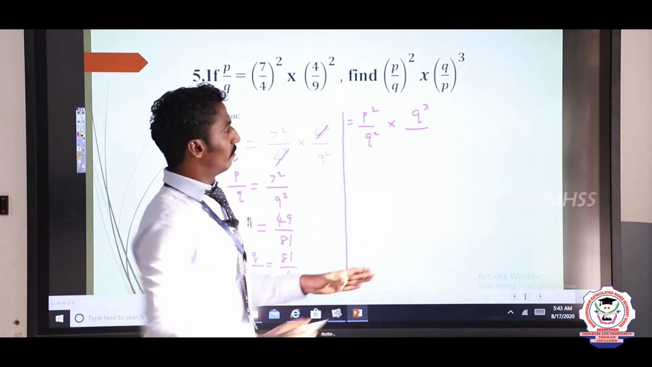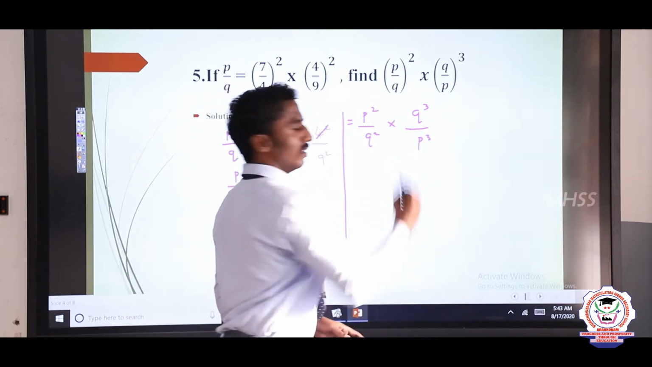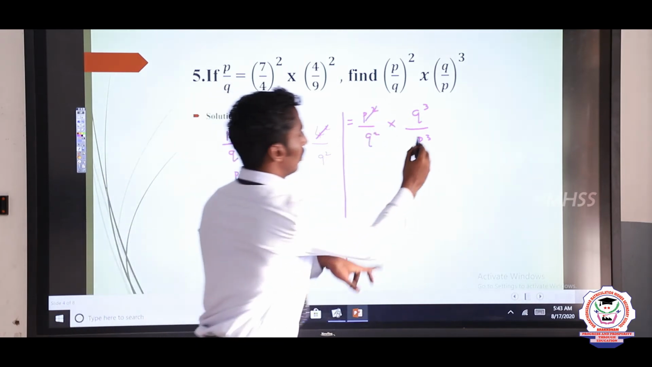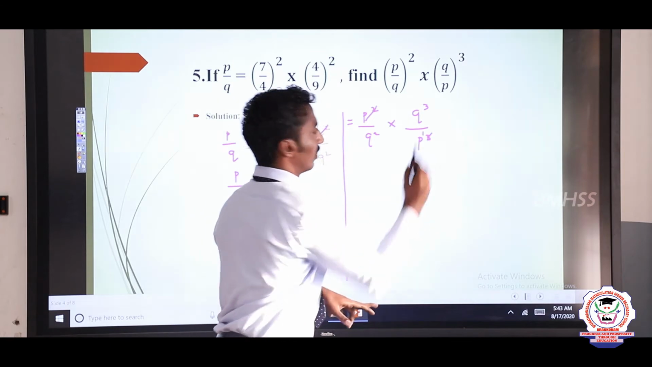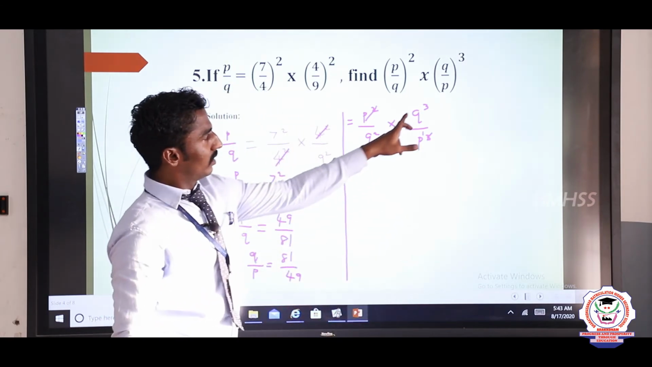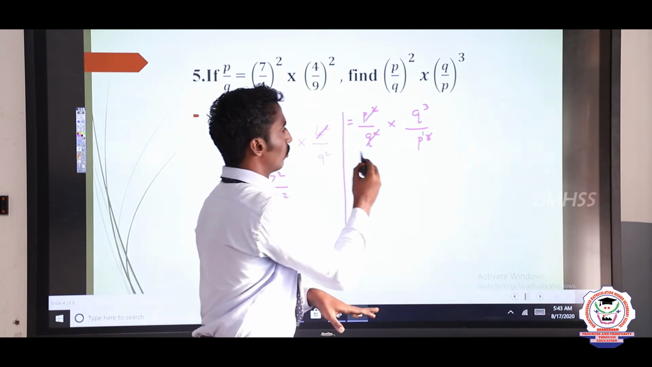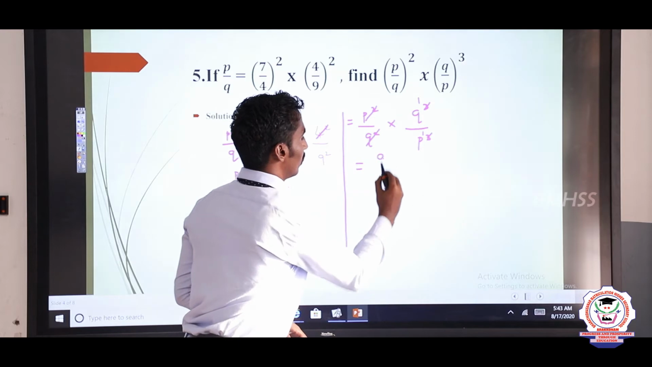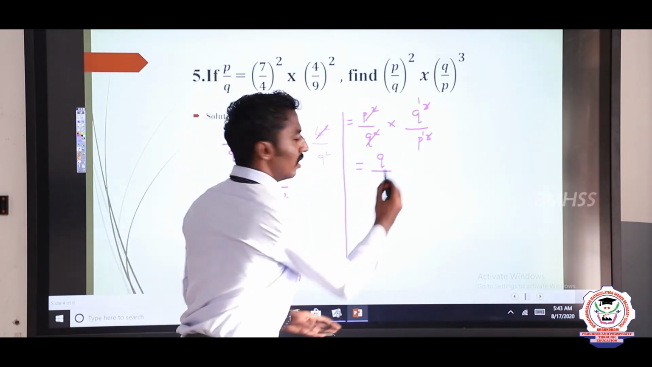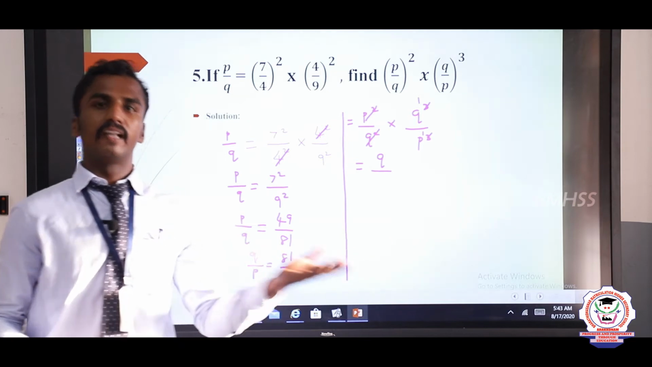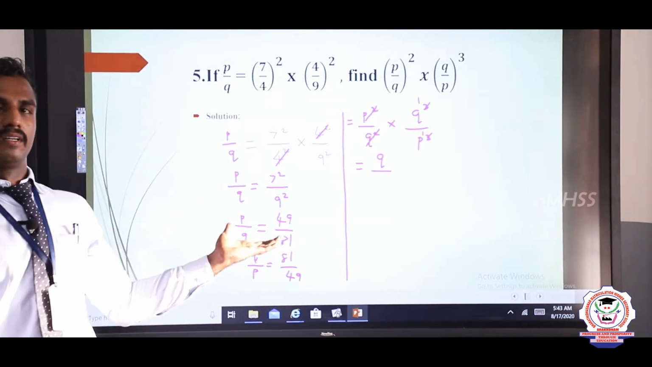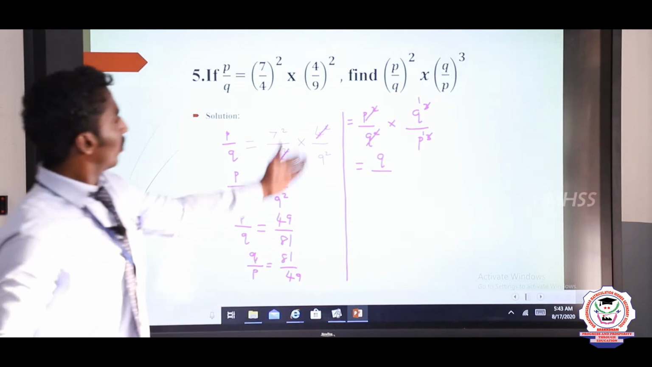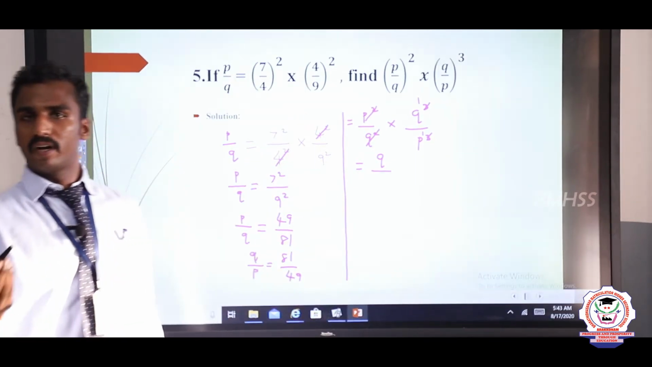Q cube divided by P cube. Listen, cancellation. P square, P cube cancel, remaining 1. Next one, Q square, Q cube. Q square cancel, remaining 1. So this is equal to remaining Q power 1. Q power 1 equals Q only. Anything power 1 has value equal to the same number. 5 power 1 equals 5. 100 power 1 equals 100. So Q power 1 equals Q only. P power 1 equals P.